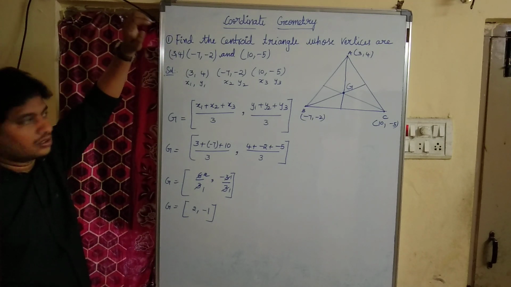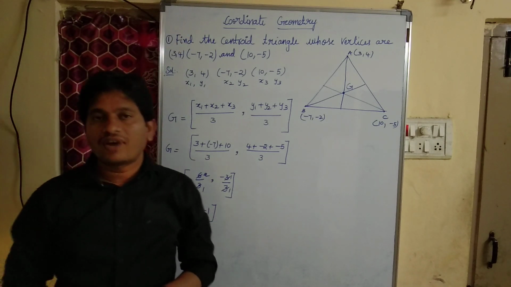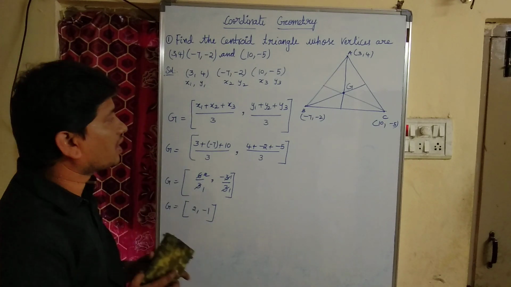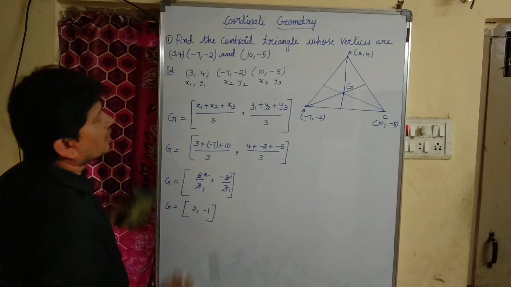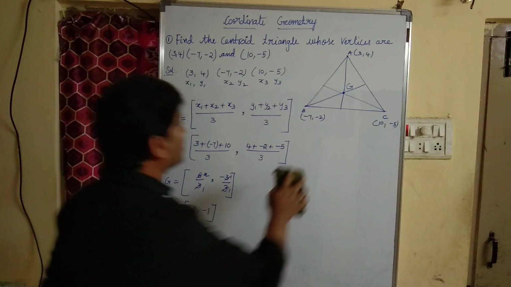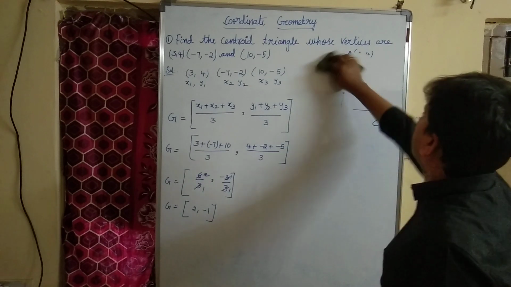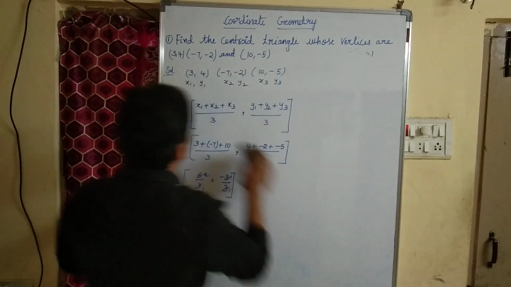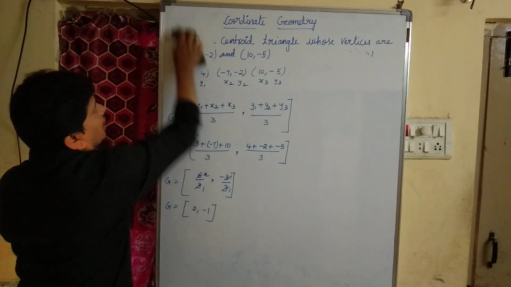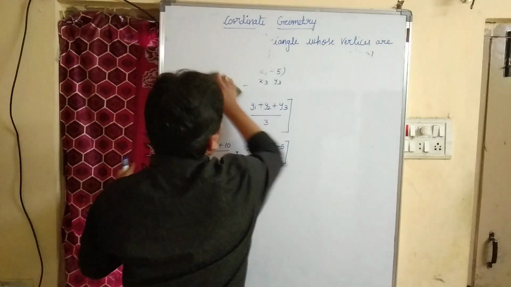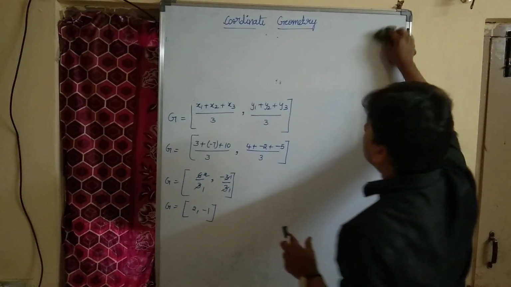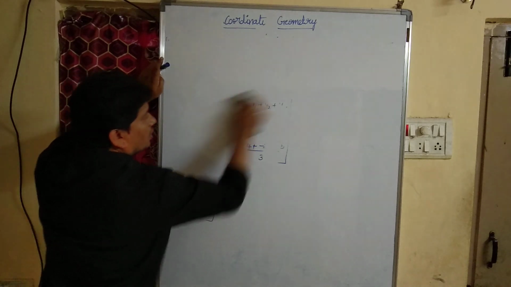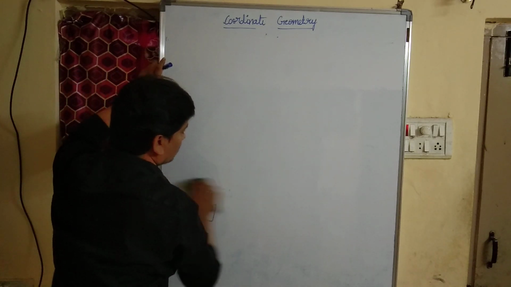Okay children, the first concept is to find the centroid of the triangle. The formula is G equal to (x1 plus x2 plus x3) by 3 and (y1 plus y2 plus y3) by 3, and then we need to substitute the values in the given formula. Okay, this is about the centroid of the triangle. Now coming to our second concept, the distance between 2 points formula.